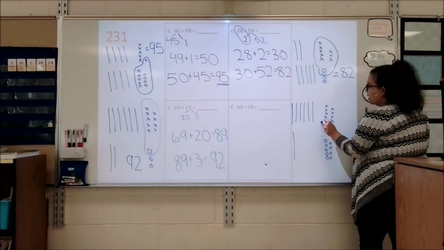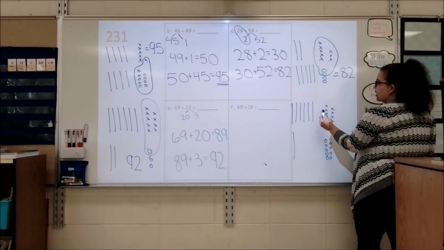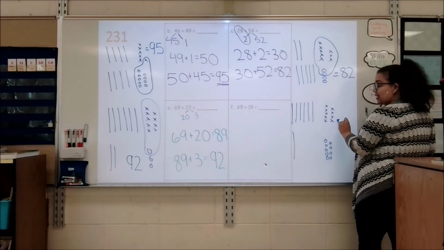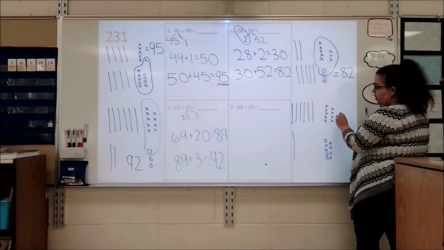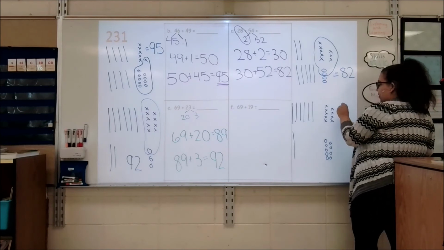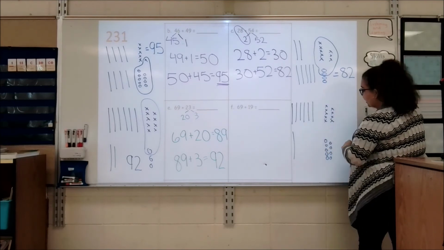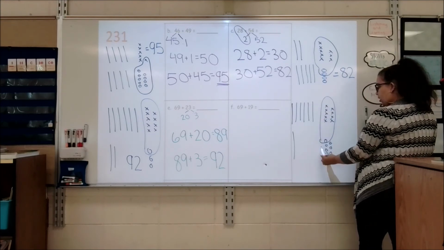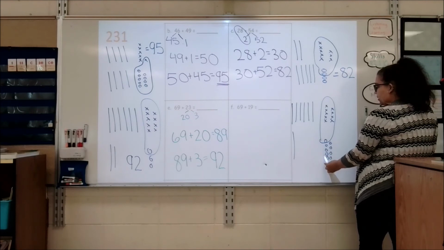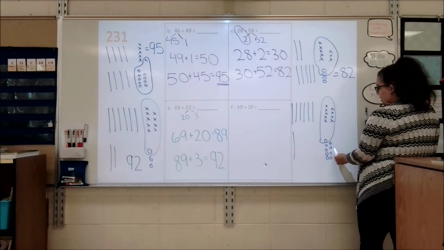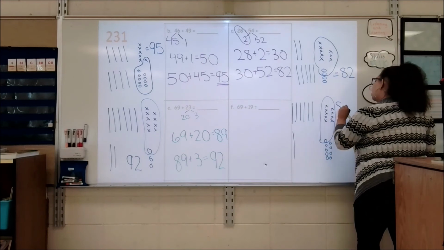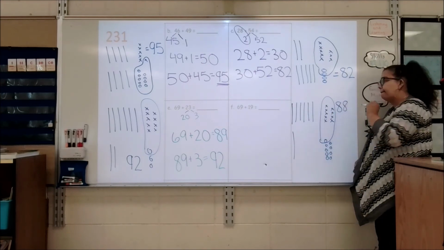7, 10, 1, 7, 10, 2, 7, 10, 3, 7, 10, 4, 7, 10, 5, 7, 10, 6, 7, 10, 7, 7, 10, 8, 7, 10, 9, 8, 10. Woo! 8, 10, completed a group of 10. 8, 10, 1, 8, 10, 2, up to 8, 10, 6, 8, 10, 7, 8, 10, 8. So what is 8, 10, 8?